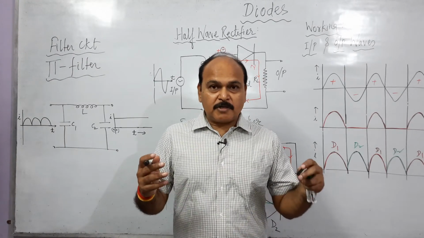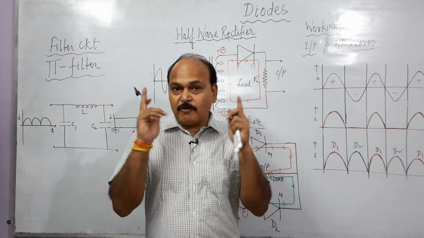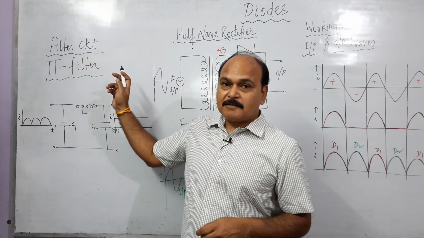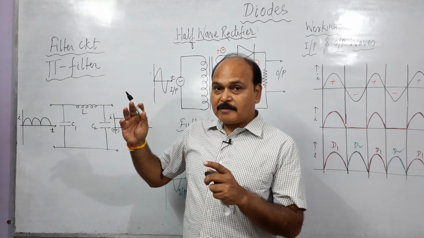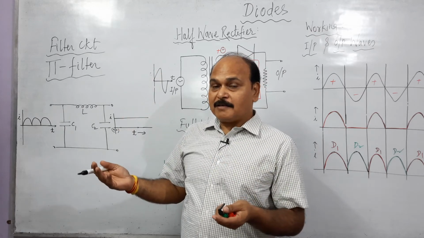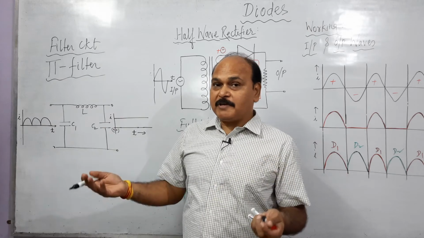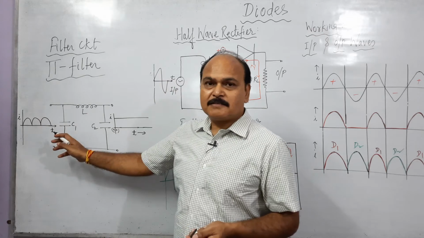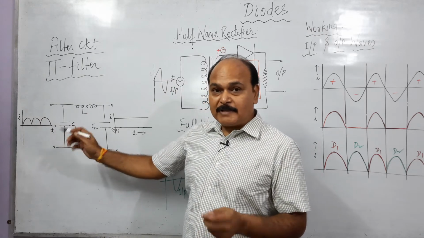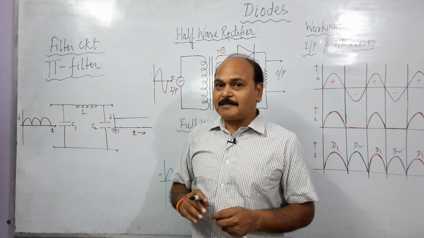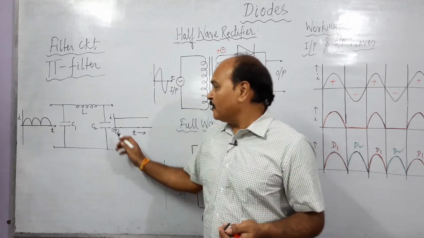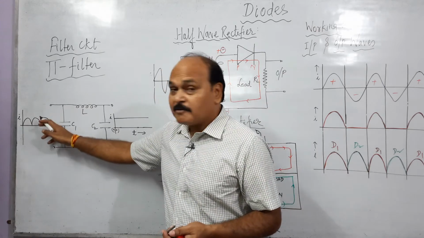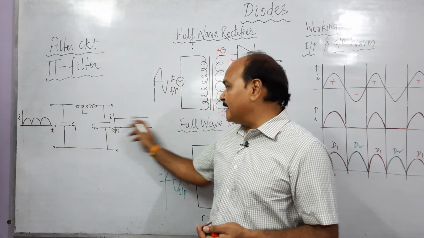So children, the output we obtain across a full wave rectifier is connected across a filter circuit. The output current which we obtain across the full wave rectifier has a lot of ripples. It is DC only in the sense that the current doesn't change its direction. But DC current is what? A steady current like this. So how do we convert this current which has a lot of ripples into a steady current?